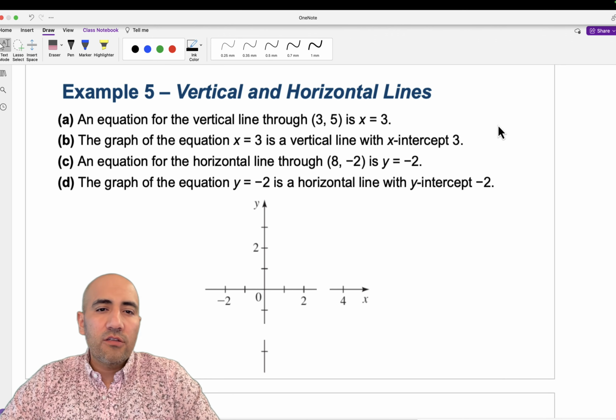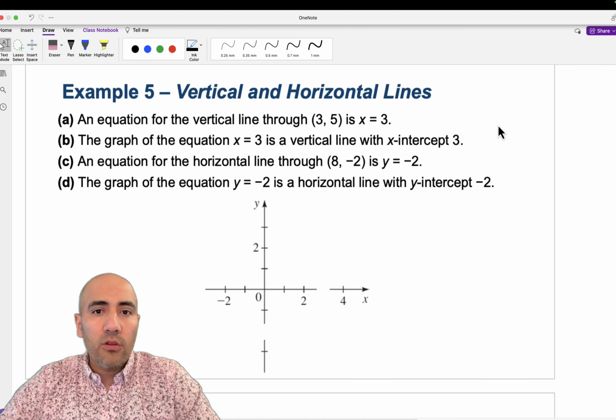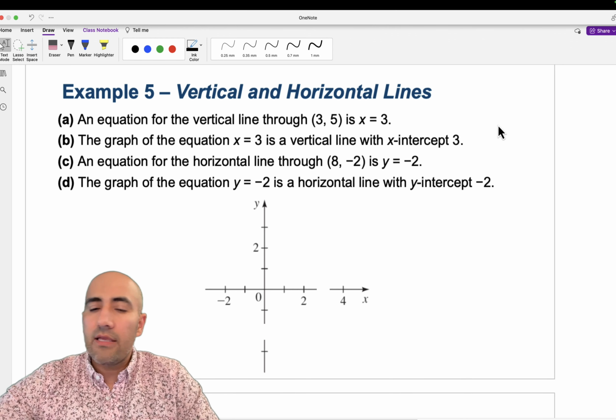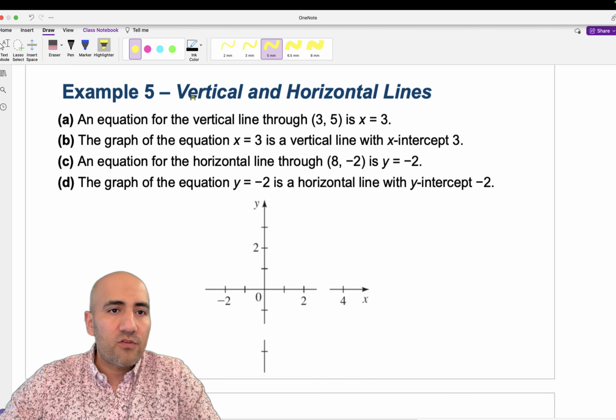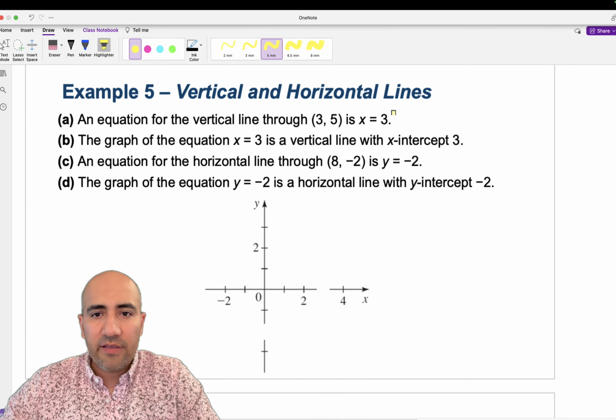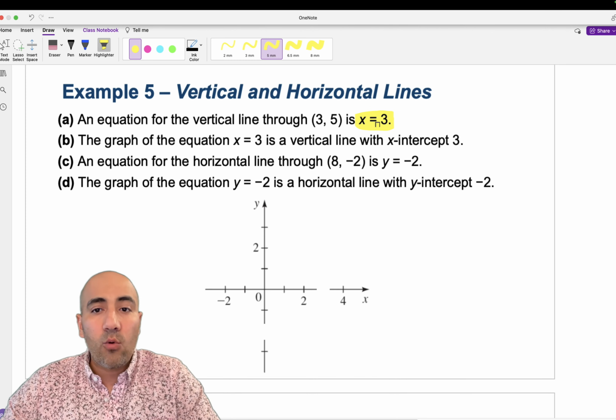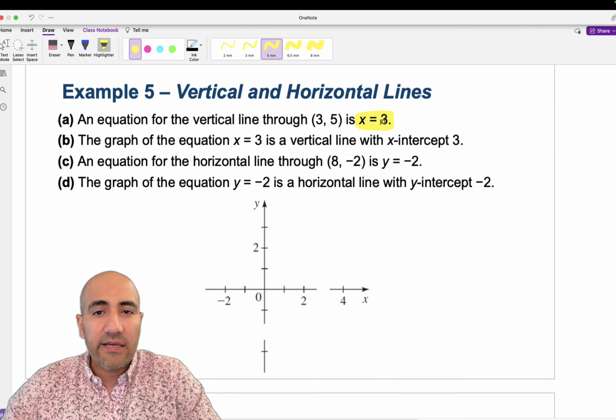So an equation for the vertical line through the point (3, 5) is the line x equals 3. Remember, the notation is a little weird. Sometimes people get confused because this looks like you're letting x equal the number 3. But in terms of lines, you have to pay attention to the context. In terms of lines, this represents a line. It's the equation of a vertical line.